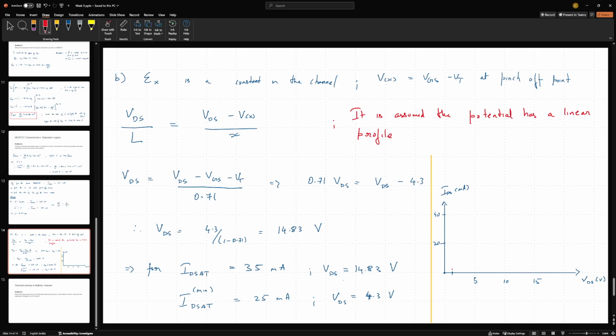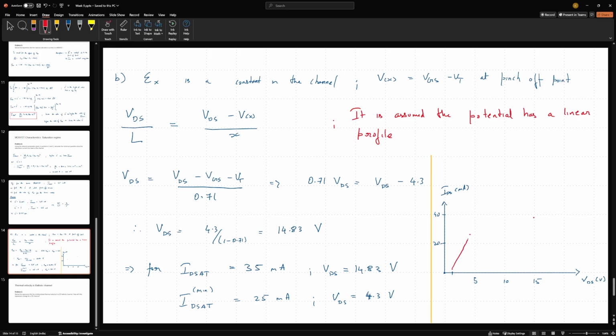Then at VDS equal to 4.3, I know ID sat becomes 25 milliampere. So I am going to have 25 somewhere over here, and 4.3 is going to be somewhere over here. Oh no, 4.3 is going to be like 4.8. Oh no, each is going to be 0.5. So somewhere over here. This is going to be the second current point, and then a further increase all the way here will only take me up until here.